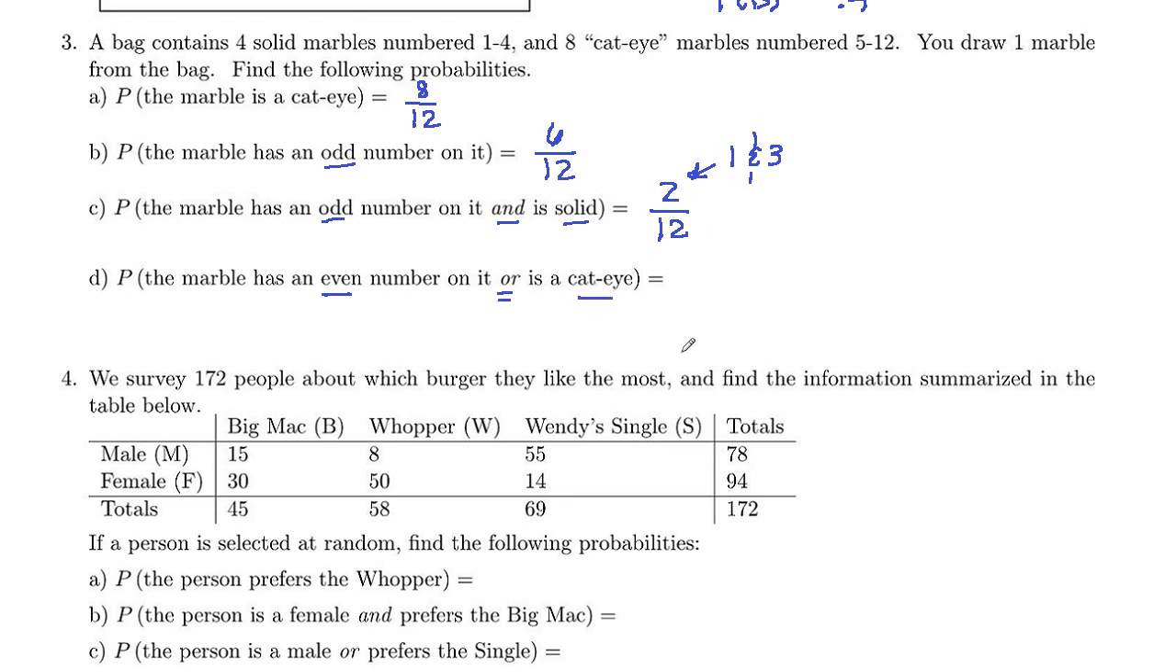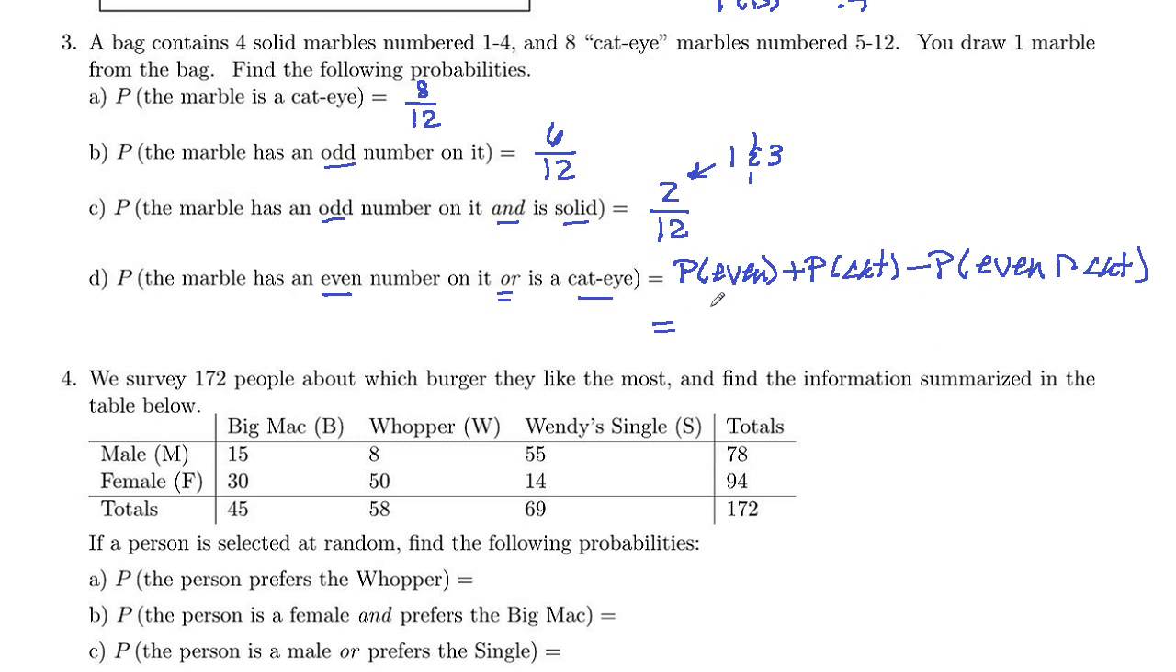And then probability the marble is an even number or it's a cat eye. So for this one, we can use the addition rule here. So this is going to be probability of even plus probability that it's a cat eye, and then minus the probability of the overlap, even and a cat eye.